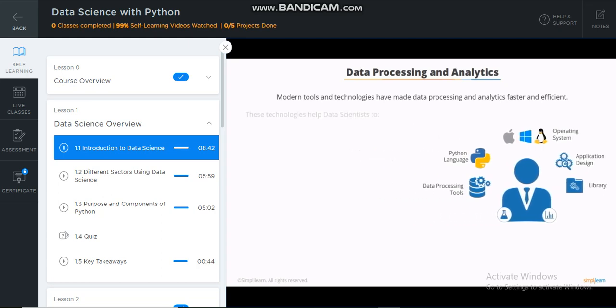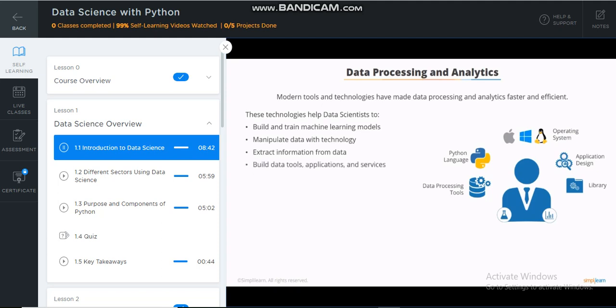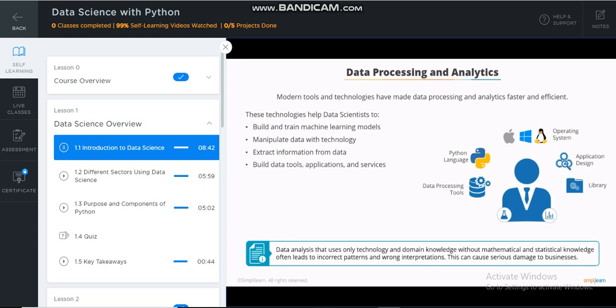Data scientists use these technologies to build data models and run them in an automated fashion to predict the outcome efficiently. This is called machine learning, which helps provide insights into the underlying data. They can also use data science technology to manipulate data, extract information from it, and use it to build tools, applications, and services. But technological skills and domain expertise alone, without the right mathematical and statistical knowledge, might lead data scientists to find incorrect patterns and convey the wrong information.